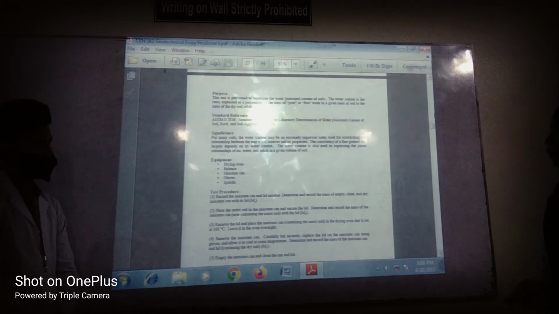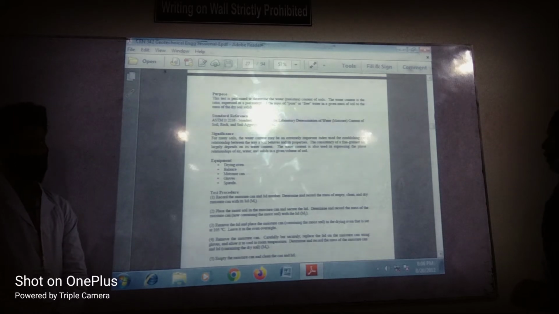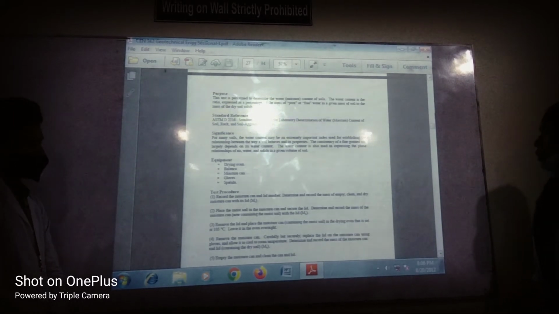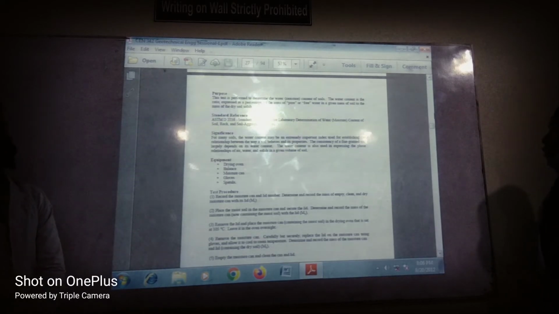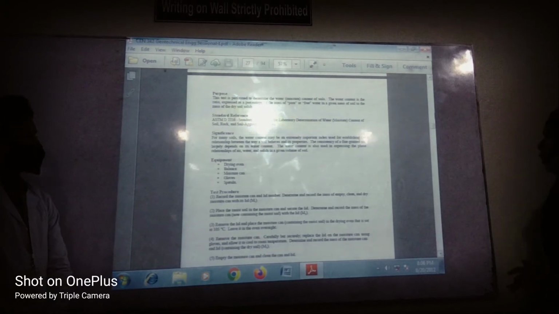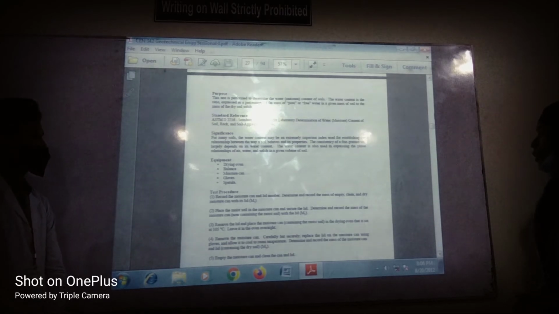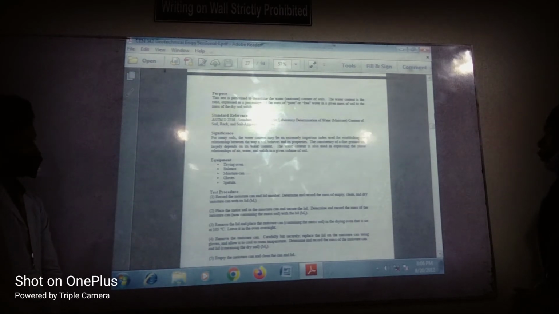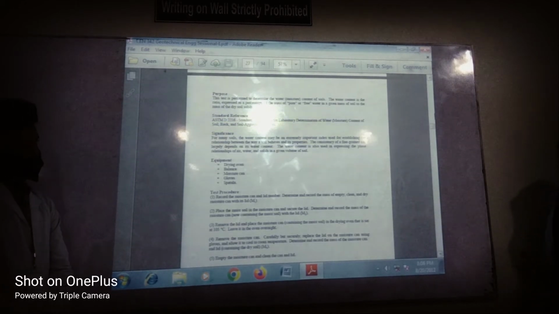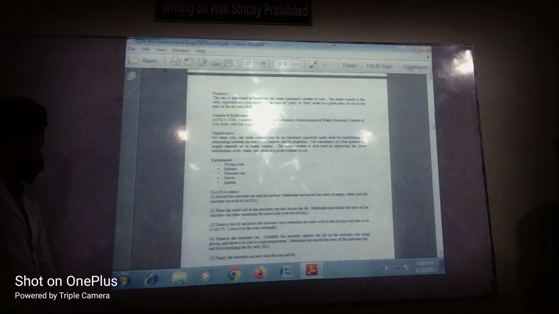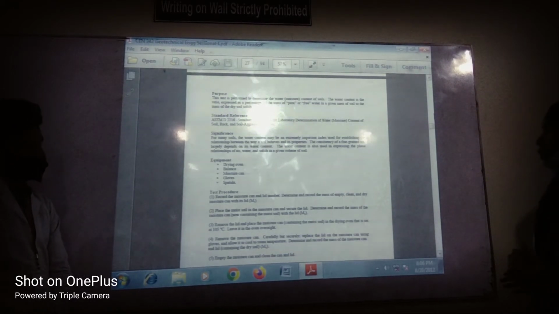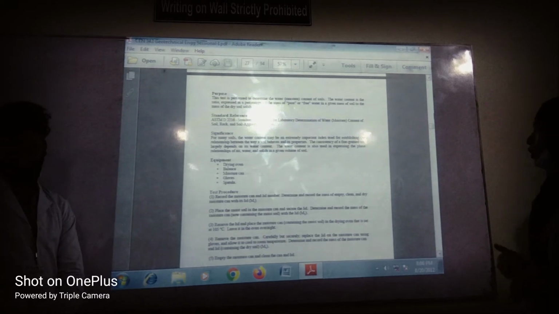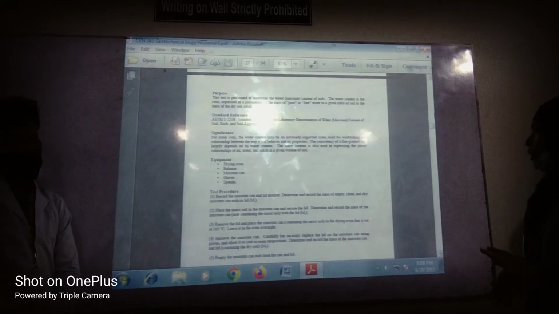Procedure number 4: remove the moisture can carefully but securely. We will remove it very carefully and securely, not to damage it. Replace the lid on the moisture can using gloves and allow it to cool to room temperature. While we remove it, it will be very hot, so we will let it cool to room temperature, not very cool and not very hot, the natural temperature.